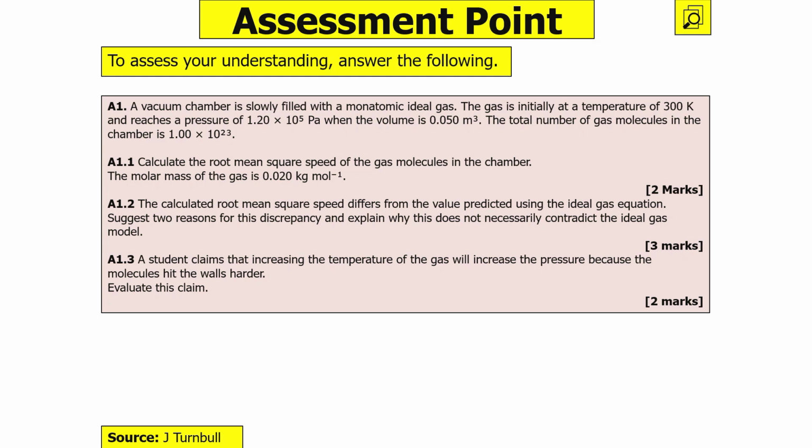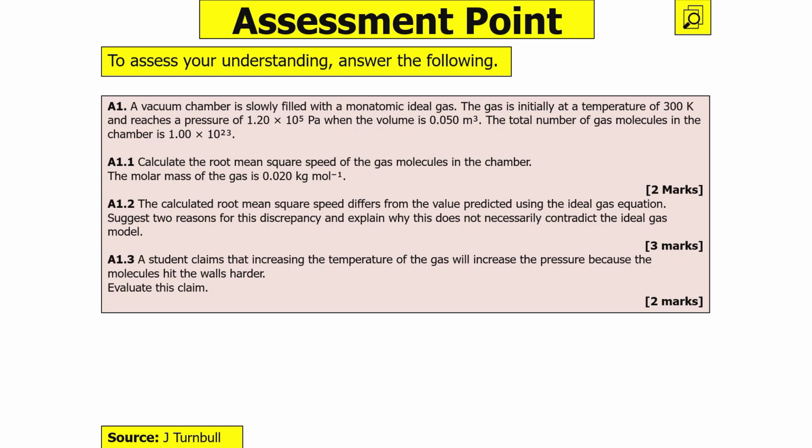The calculated root mean squared speed differs from the value predicted using the ideal gas equation. Suggest two reasons for this discrepancy and explain why this doesn't necessarily contradict the ideal gas model. Then a student claims that increasing the temperature of the gas will increase the pressure because the molecules hit the wall harder. Evaluate this claim. So pause the video now, then unpause the video when you want to go through your answer.